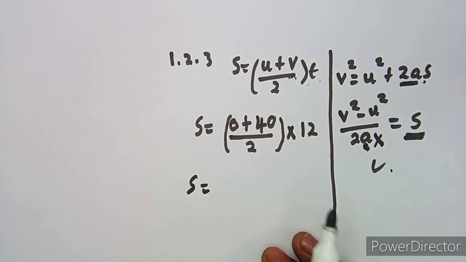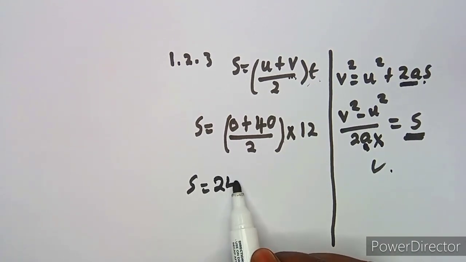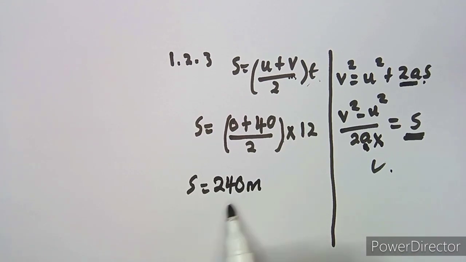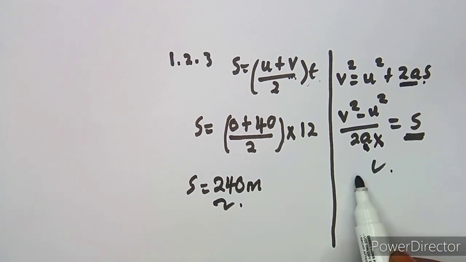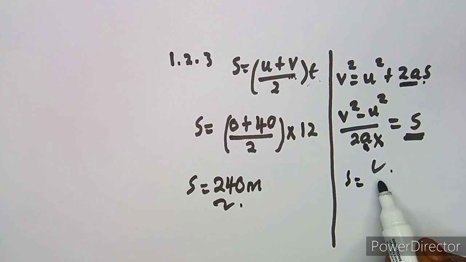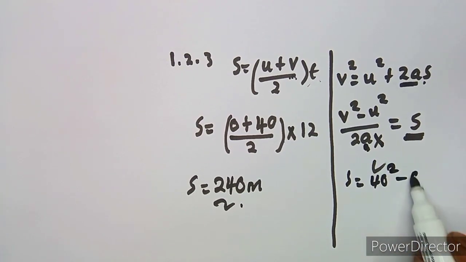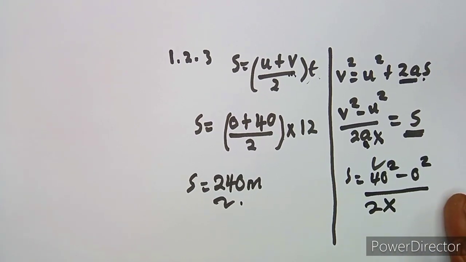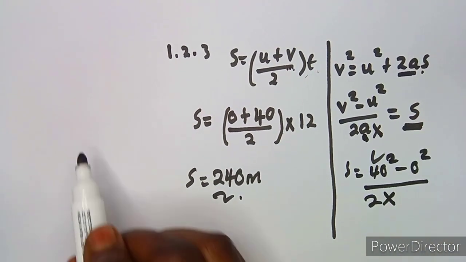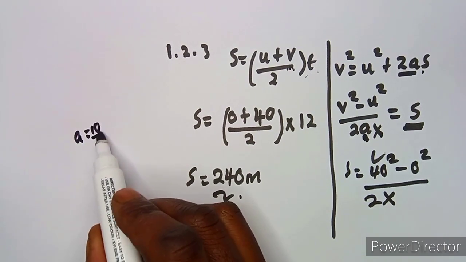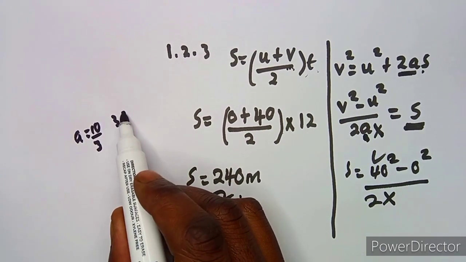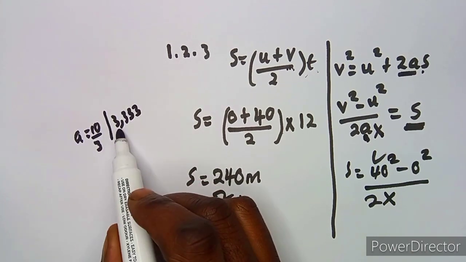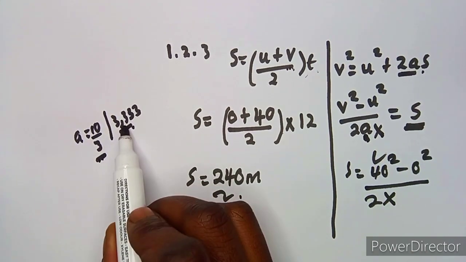So using this formula, I'm going to obtain exactly 240 meters. Remember, it's displacement measured in meters. But if you were to use this one, you substituted your values, it's going to be s is equal to v, which is 40 squared minus u squared, that is 0 squared, over 2 times a. Remember, on our a, we still have a problem. There was that a which was 10 over 3 and another one that was 3.33. So you're going to choose according to the one that you wrote on your answers there.